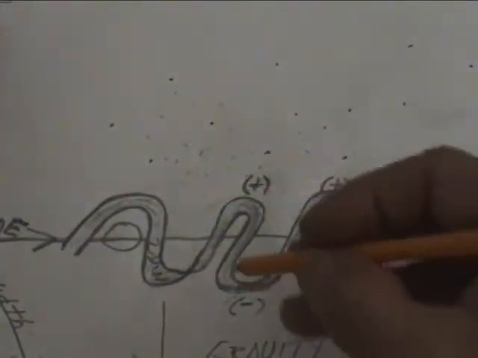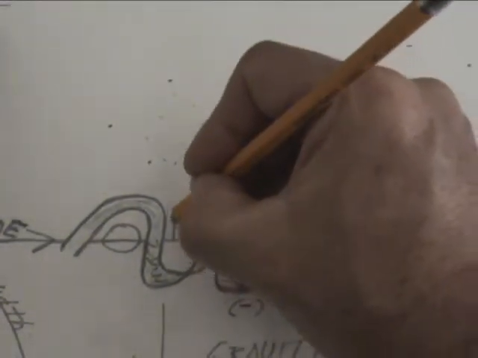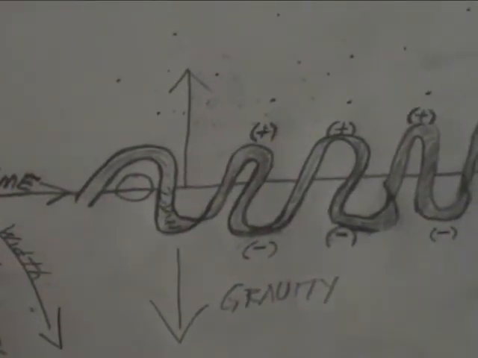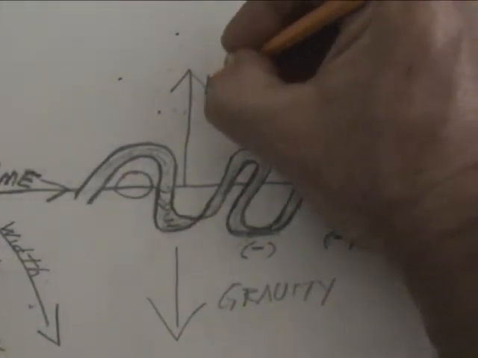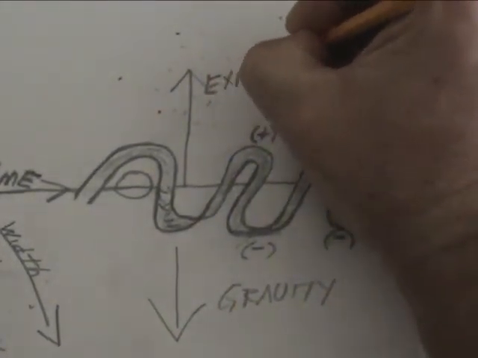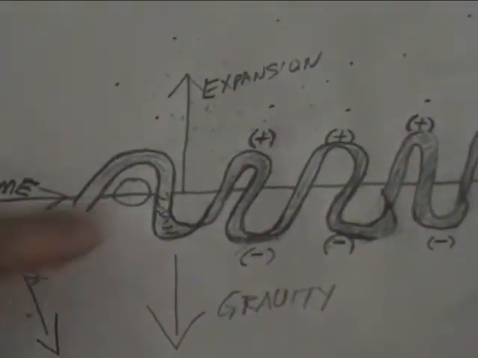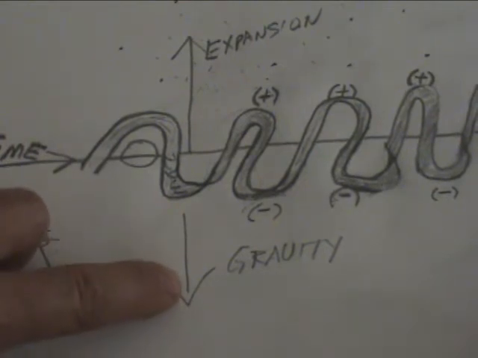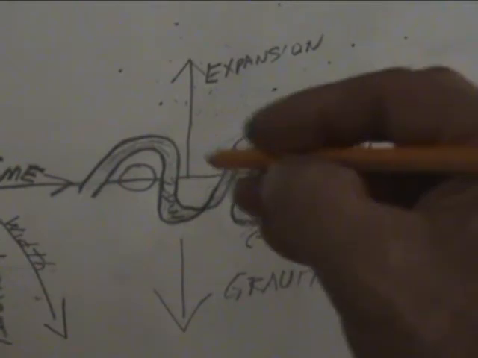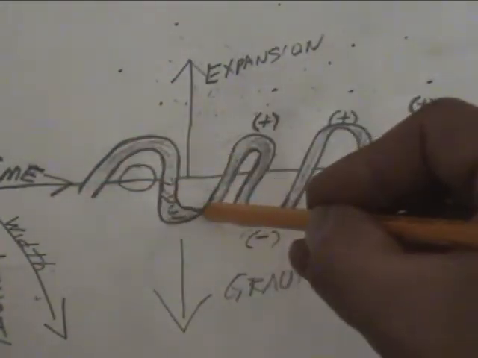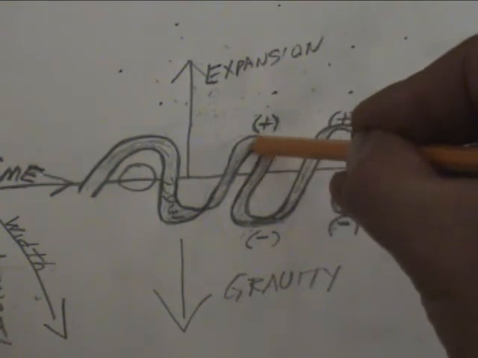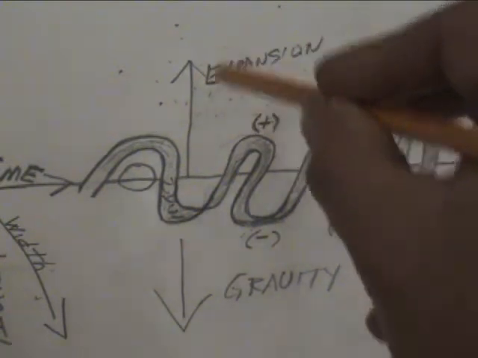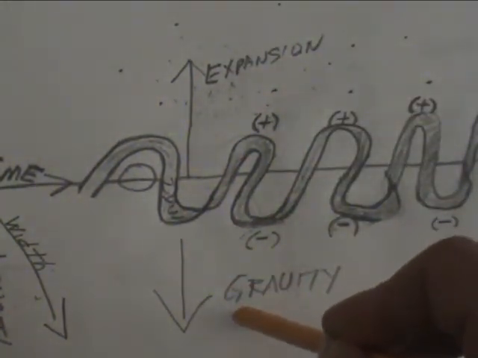So you have two forces fighting each other. You have the expansion of the Big Bang here, fighting against the gravitational force right here. So that creates this wave going down, negative field and a positive field. These two forces, the expansion force and the gravitational force, they're fighting each other.